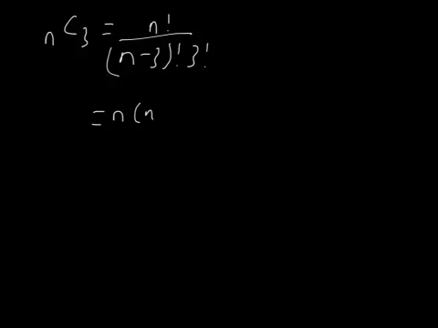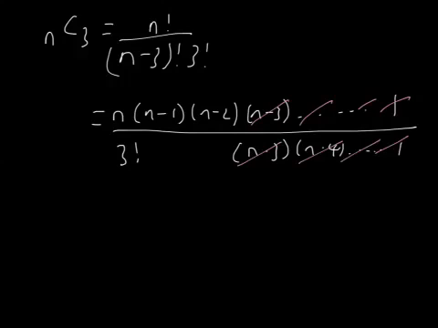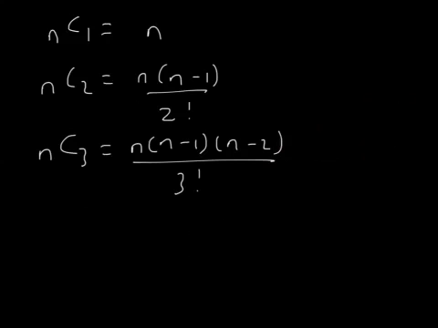Let's think about nC3. It's n factorial over n minus 3 factorial, 3 factorial, which is n, n minus 1, n minus 2, n minus 3, so on down to 1, all over 3 factorial, and then it's n minus 3, n minus 4, and so on down to 1. So that cancels, that cancels, so we're left with n, n minus 1, n minus 2 over 3 factorial. So what results have we got so far?